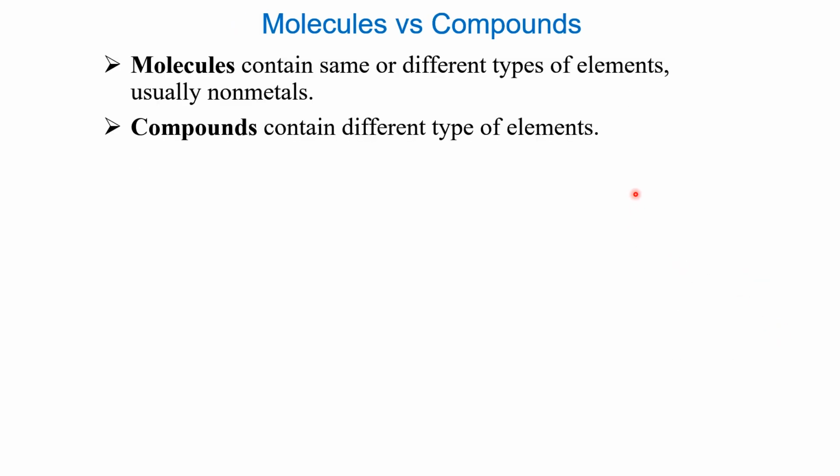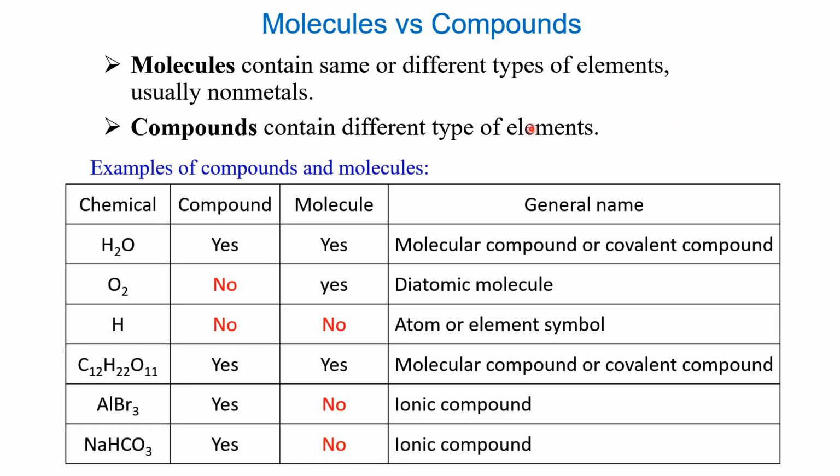Now let's talk about molecules and compounds. Molecules contain the same element or different types of elements. And usually nonmetals form molecules. And a compound must contain different types of elements. So that's the difference. I will use some examples to show the difference of these two different concepts.